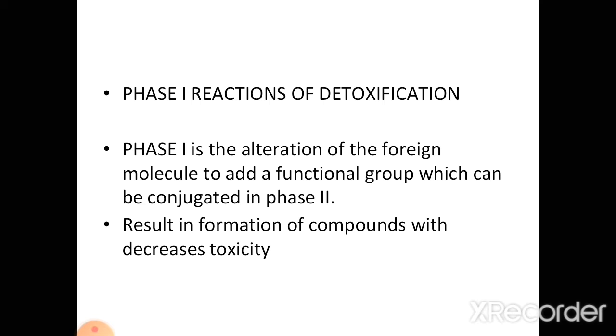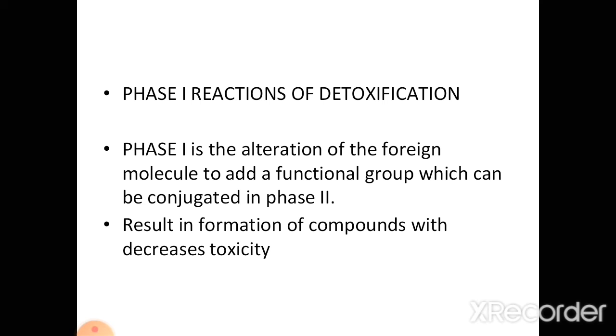So here in phase 1 reaction, a group is added to the compound so that it becomes less toxic or water soluble. And the examples of oxidation include oxidation of alcohol, for example the oxidation of methanol to formic acid. Here methanol is converted into a more toxic form, that is formic acid. This is known as lethal synthesis.